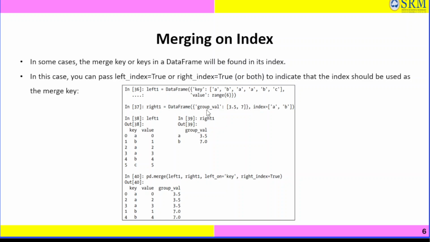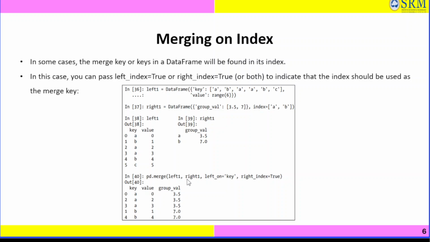In the right one, we have only the group value, but here we are creating an explicit index. In the first data frame, the index will be automatically assigned from 0 to 5 for all the keys. But in the second data frame, we are passing an explicit index, a comma b. So instead of using the default index from 0, it assigns a and b as the index for the group value. If you print left one and right one, you may get this value.